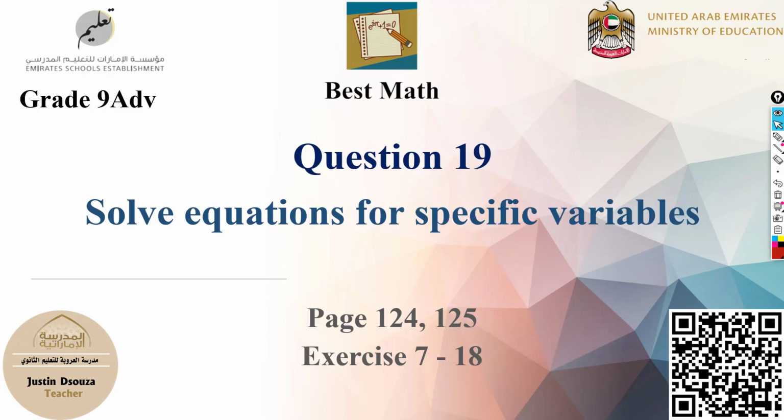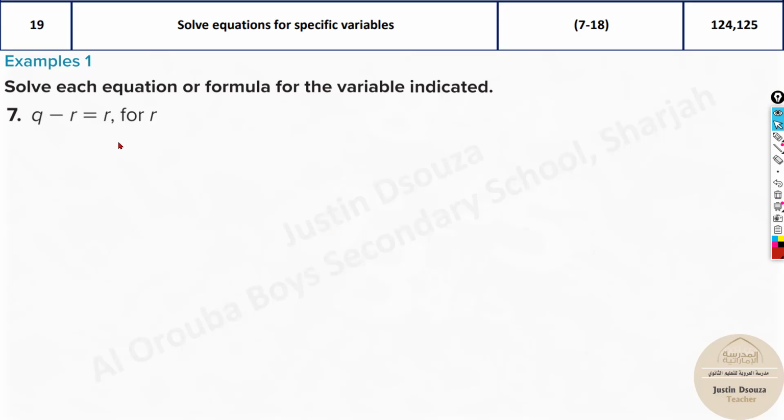Question number 19 is to solve equations for specific variables. Now you can see in this question there are two unknown variables, Q and R. And what do they want you to solve? You can't solve for any which you want. You need to solve for the indicated variable or the specified one. That is, solve for R. Now, in case you do this as Q equals all the other things, it will be wrong. It must be for R itself.